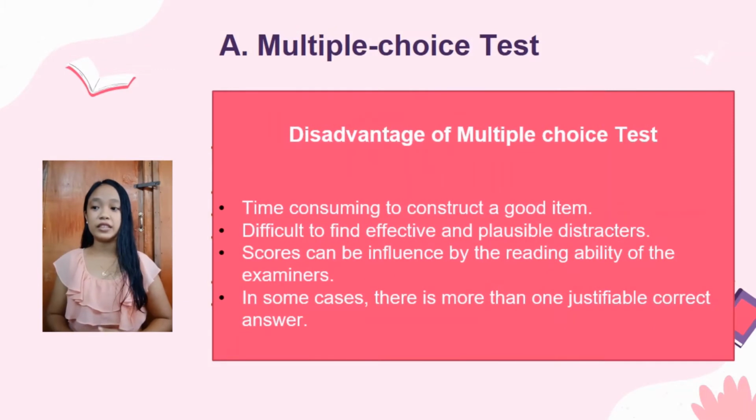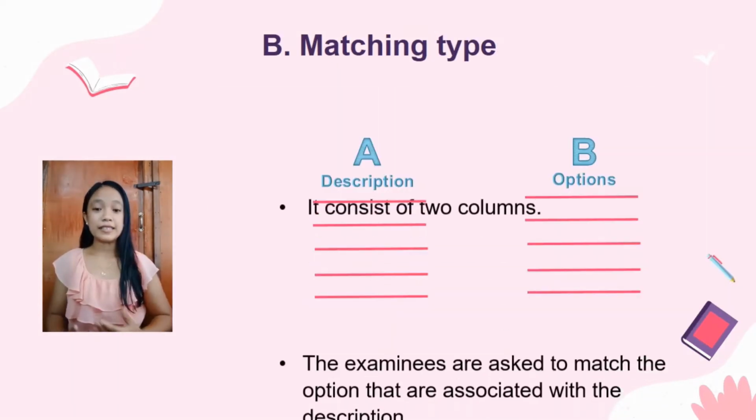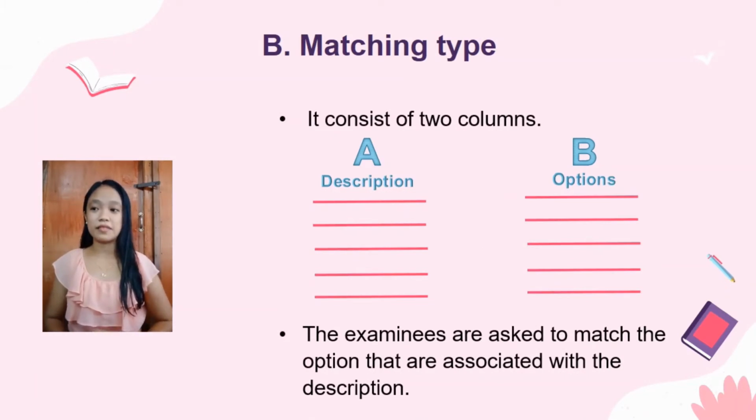The disadvantages of multiple choice tests. First, it is time-consuming to construct a good item, and it is difficult to find effective and plausible distractors. Scores can be influenced by the reading ability of the examinees. In some cases, there is more than one justifiable correct answer. It is ineffective in assessing the problem-solving skills of the students, and it is not applicable when assessing the students' ability to organize and express ideas.